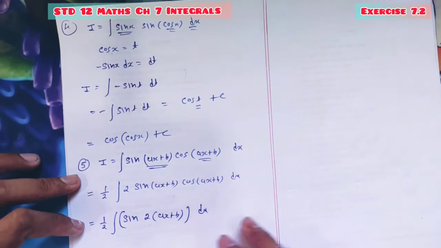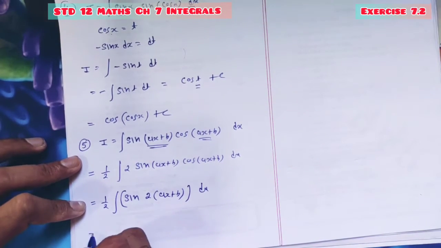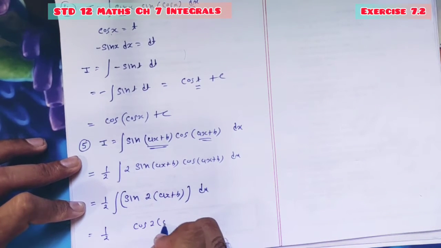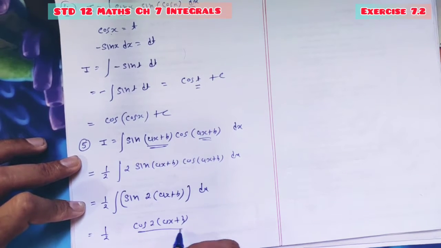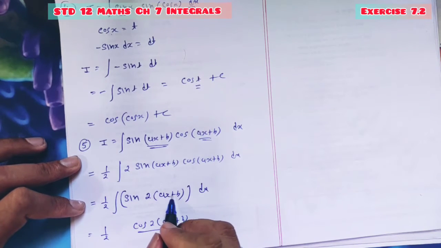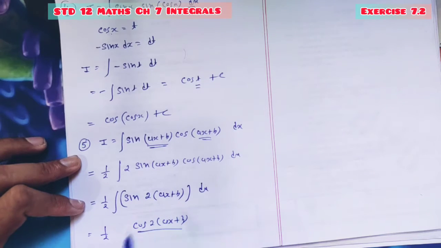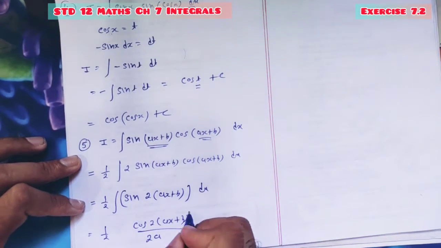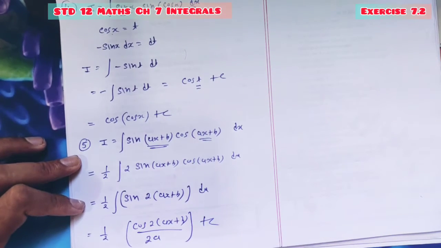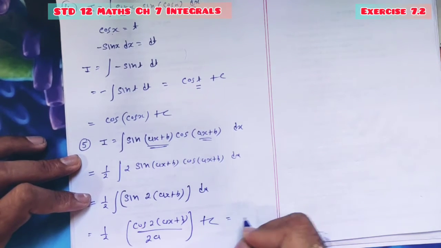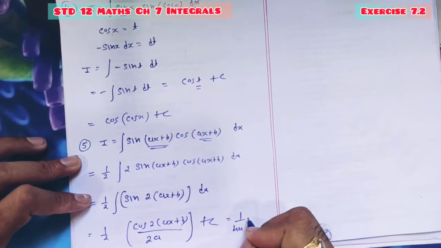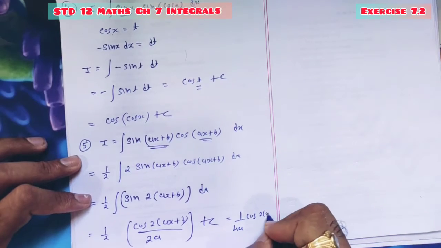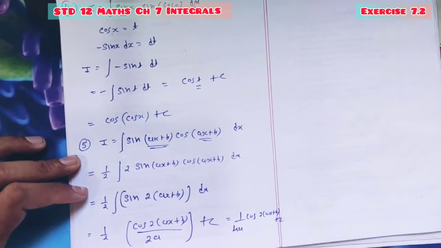So we know the integration of sin x is minus cos x. So it's 1 by 2 integration of sin is cos 2 ax plus b, and you have to divide this integration with the differentiation of this function. What will be its differentiation? 2 constant, ax gives a, plus c. So this is nothing but 1 upon 4a, 1 upon 4a cos 2 ax plus b plus c.